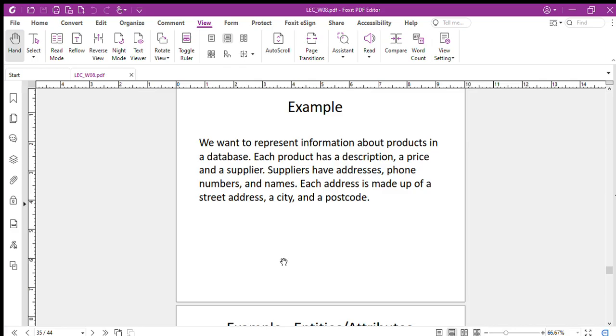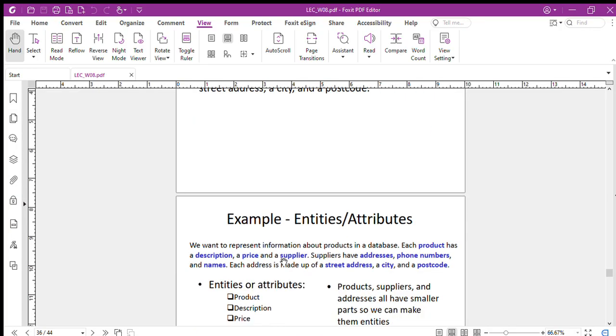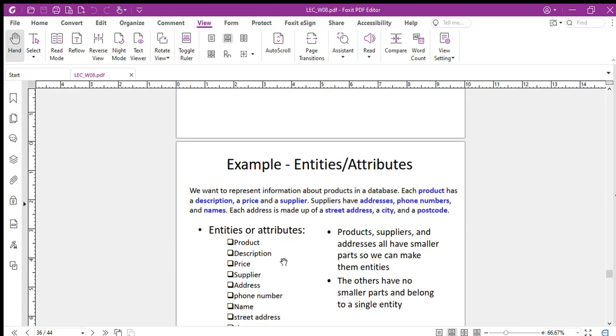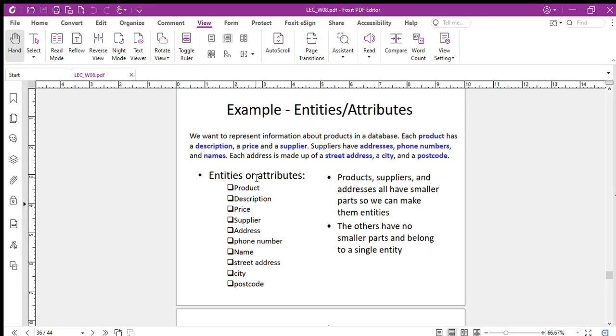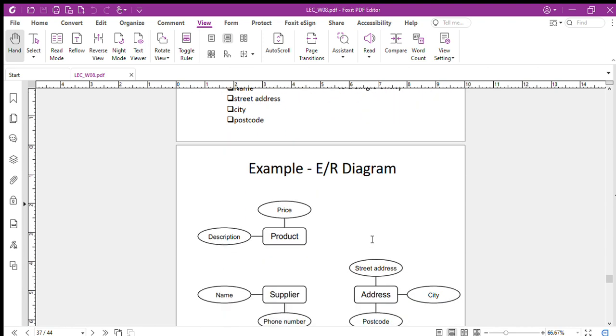For example, we want to represent information about products in a database. Each product has a description, a price, and a supplier. Suppliers have addresses, phone numbers, and names. Each address is made up of a street address, a city, and a postcode. Now we're going to repeat the same steps. We are going to identify the nouns. So these nouns we have placed here. These nouns could be either entities or attributes. Product, supplier, and address all have smaller parts, so we can make them entities. The others have no smaller parts, and they belong to a single entity. So hence they are attributes.